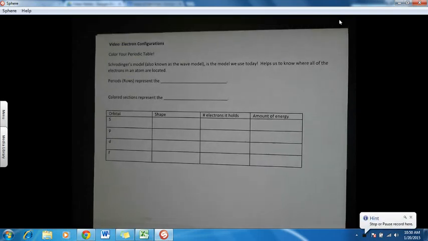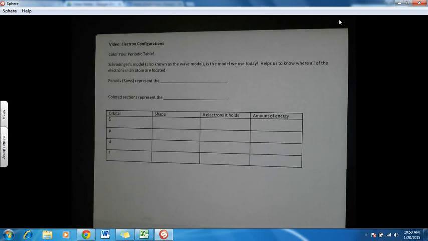Today we're going to learn how to write electron configurations. Electron configurations are the address of all the electrons in an atom. So it tells us where all electrons in an atom live. And so today we're going to organize ourselves by coloring our periodic table. And we're going to do that in just a moment.